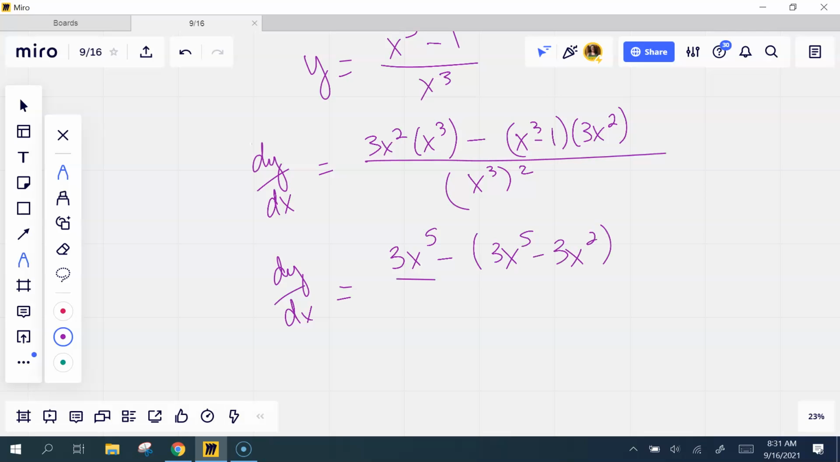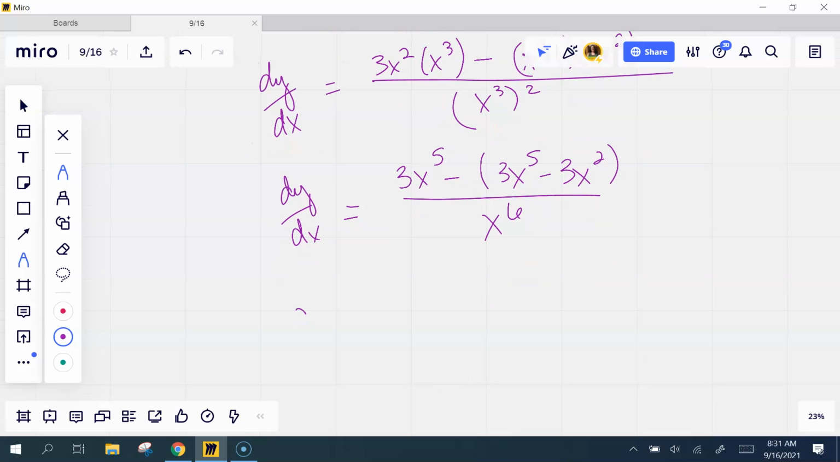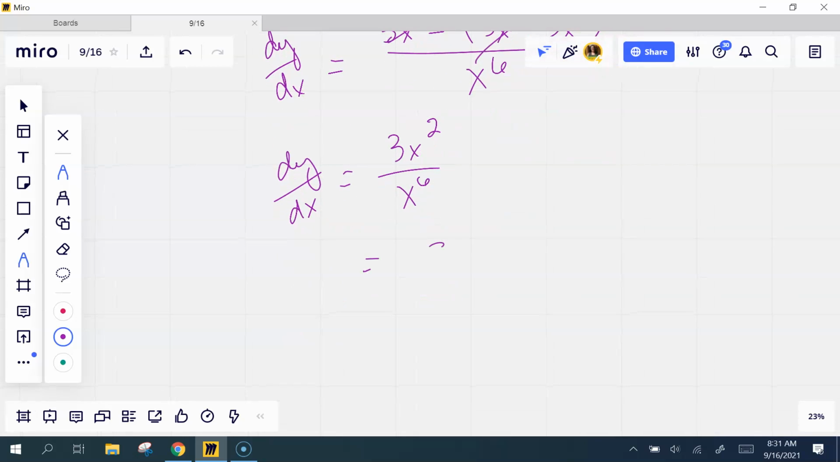Watch these signs as you go. Watch your. So the answer is, let's see. Oh, those are gone. So positive 3x squared over x to the 6th. Is that what you got? It's really, really fun. Yes.